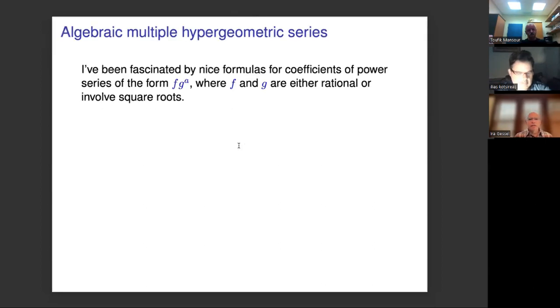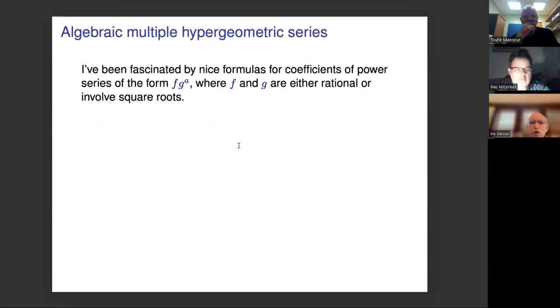So here's another topic. This is something that I've been fascinated by. Nobody else seems to be interested in this, I have to say, but I find it fascinating. I've just been coming across these nice formulas for coefficients of power series of the form f times g to the a, where f and g are either rational generating functions or they involve just square roots.